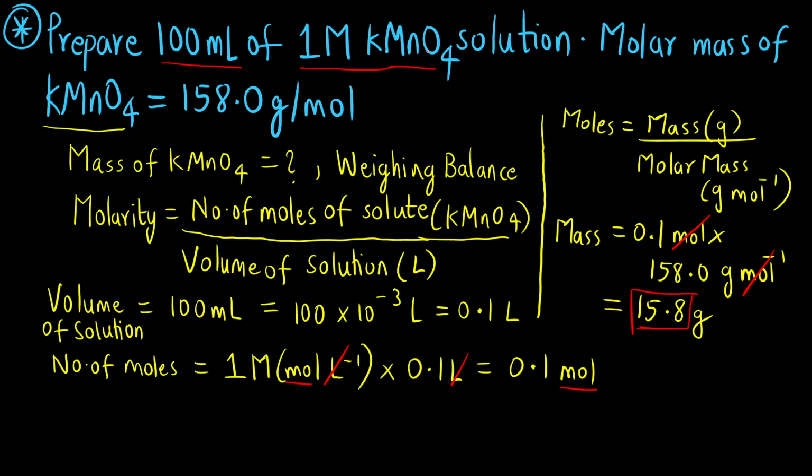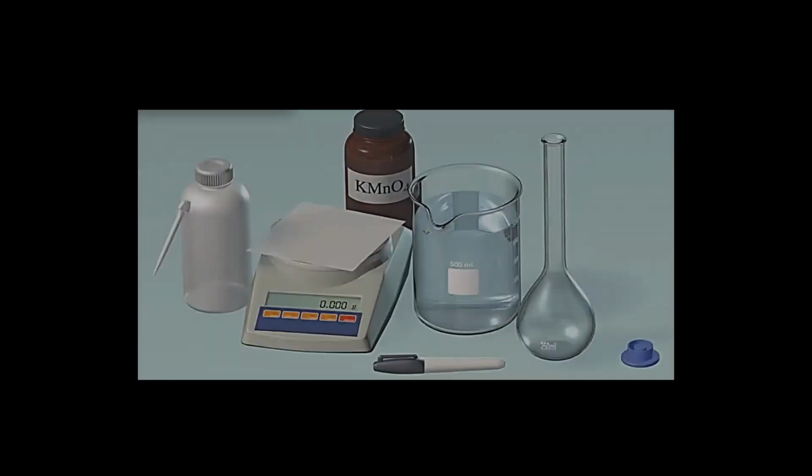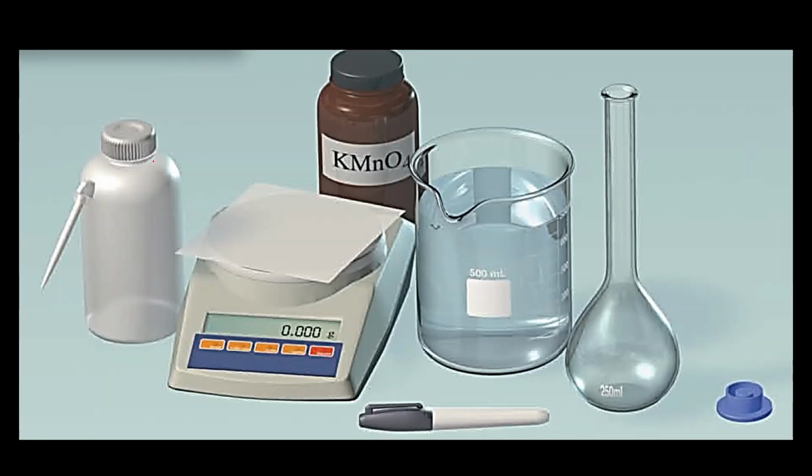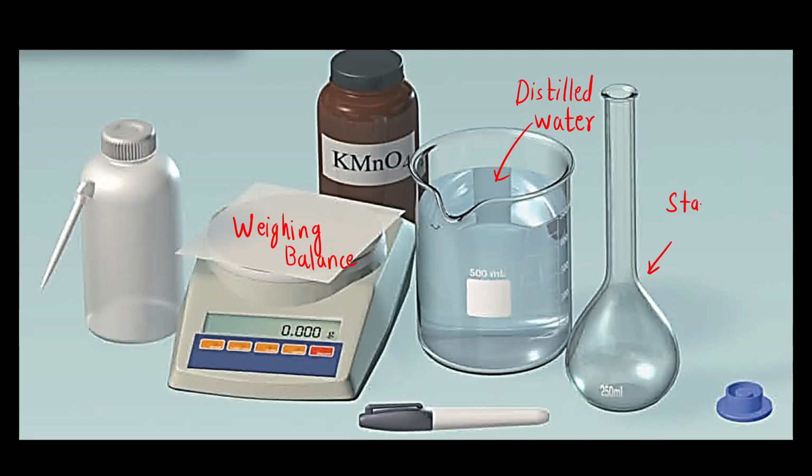So now let us see actually how we will prepare it in the lab. What are the steps to be followed? First of all, these are the apparatus that is required. This is the weighing balance, the electronic weighing balance that I was talking about. Then a beaker containing distilled water so that we can do the dilution, or add the solvent. The solvent here is water. This is called a standard volumetric flask.